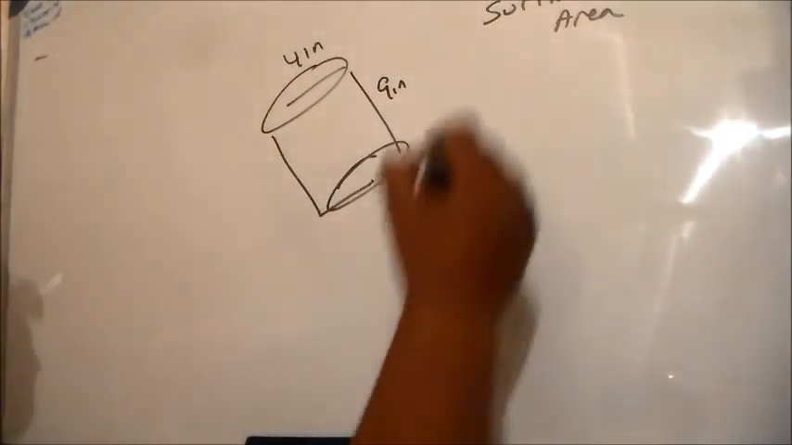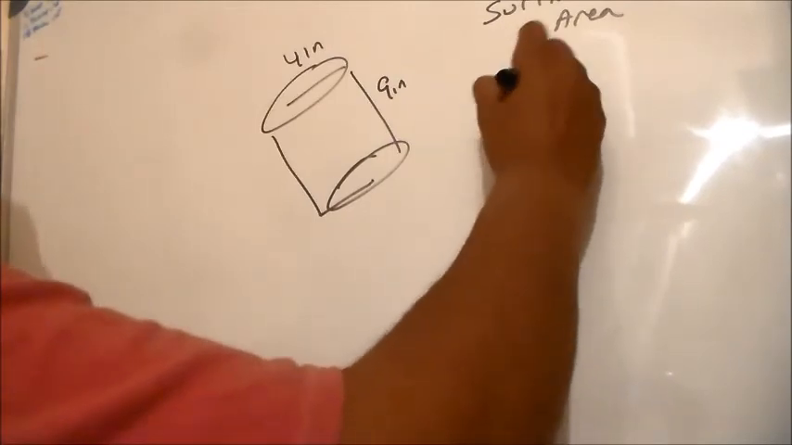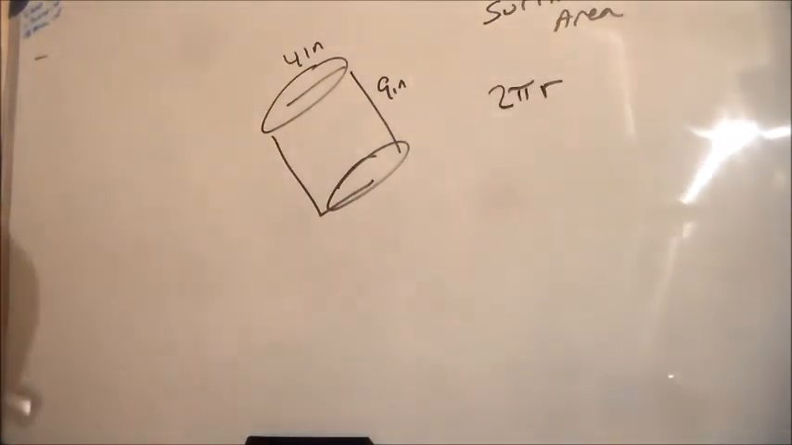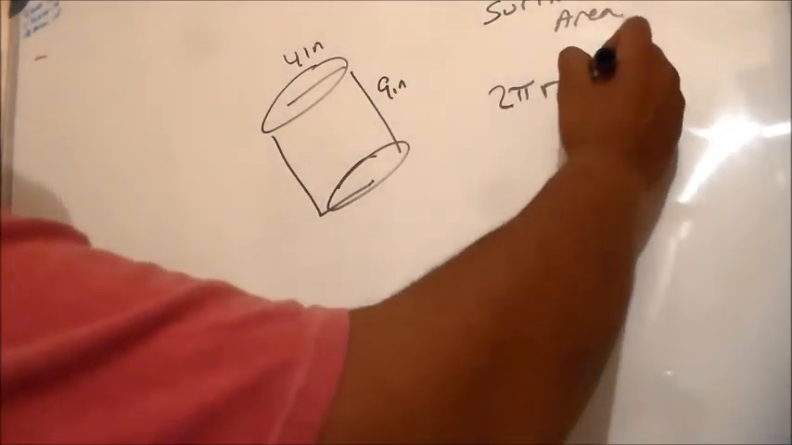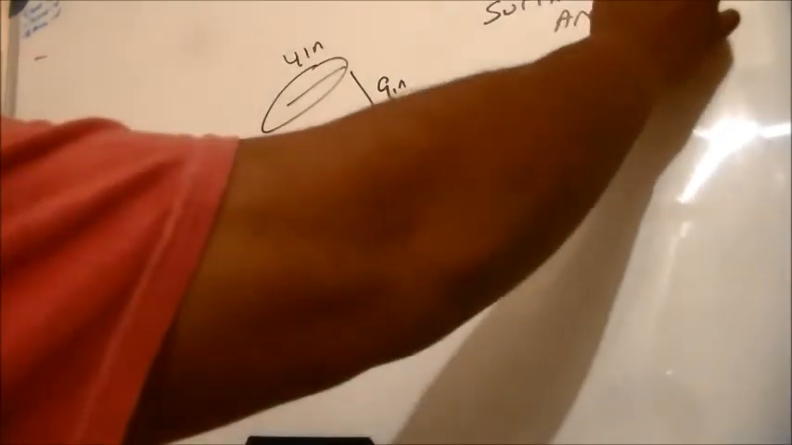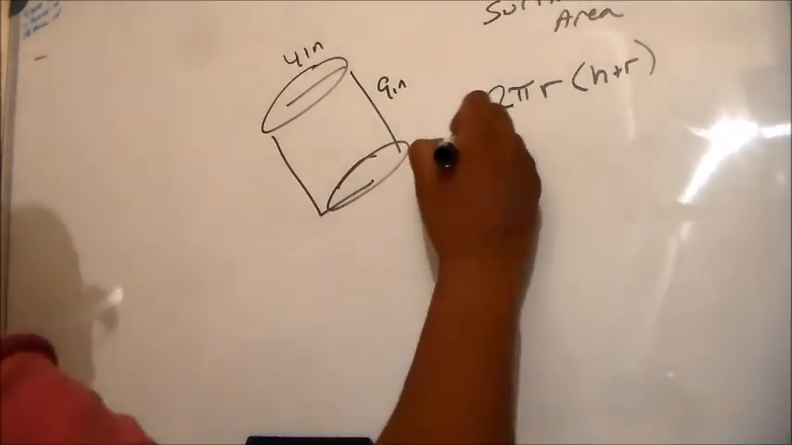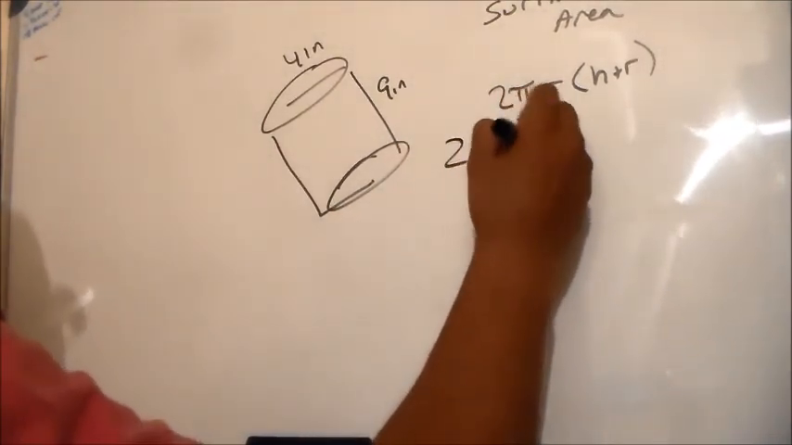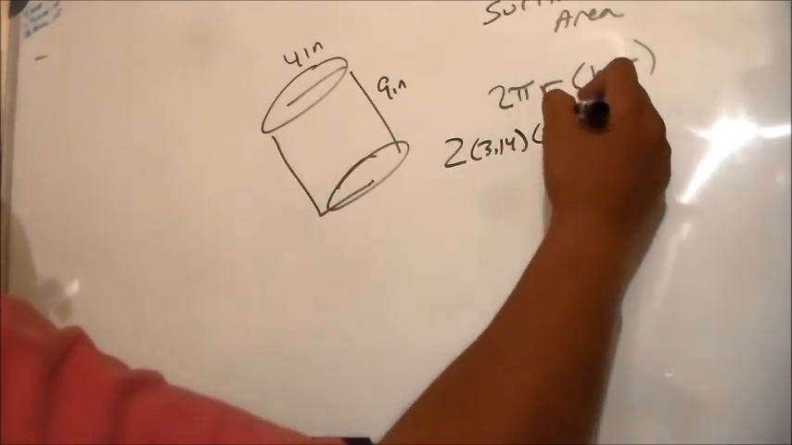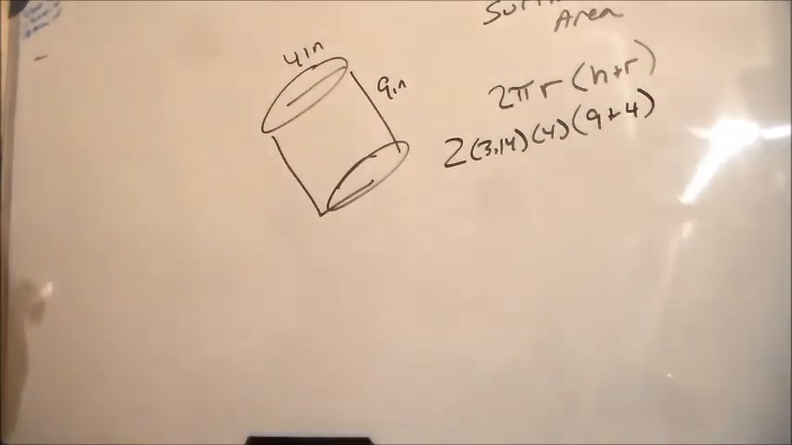Alright, our surface area formula, and remember our circumference. Our circumference was 2 pi r. That was our circumference formula. But then what we do is we take h plus r, and that's how we find the surface area of a cylinder. So just to work that out, let's plug in 3.14, r is 4, height is 9, plus radius is 4.